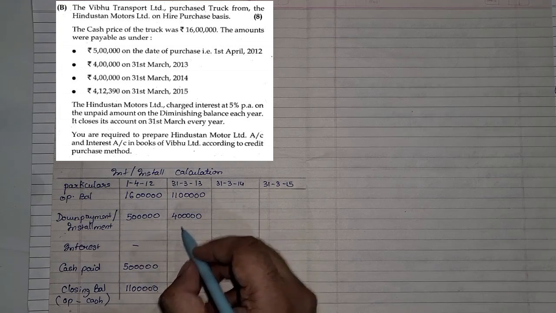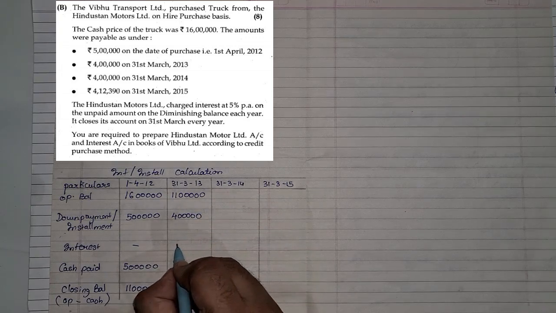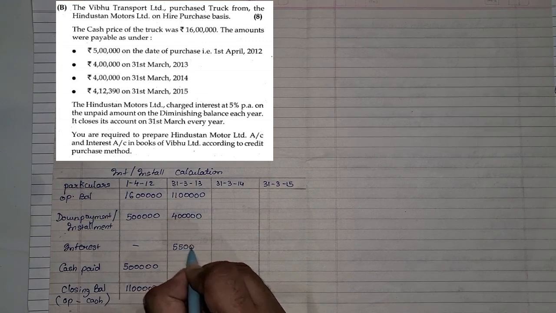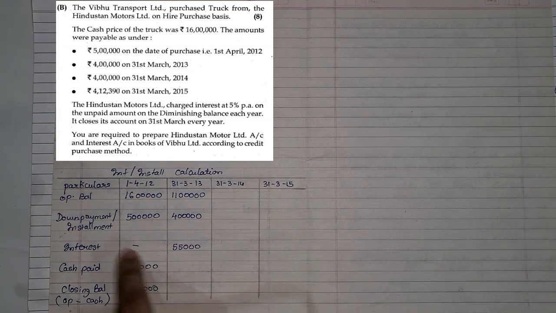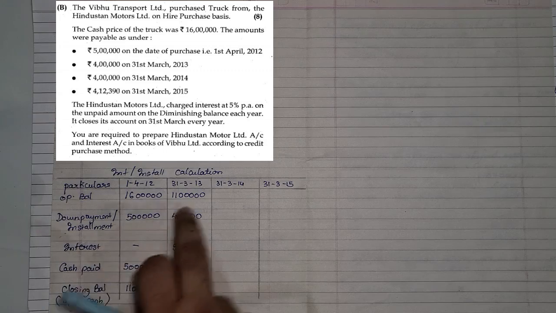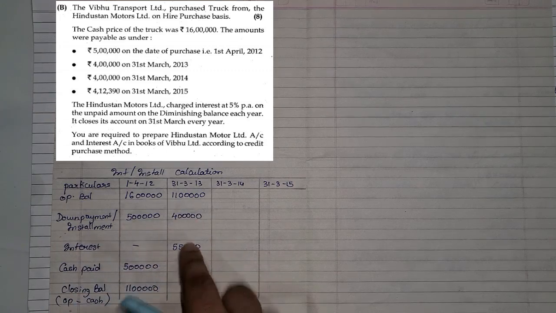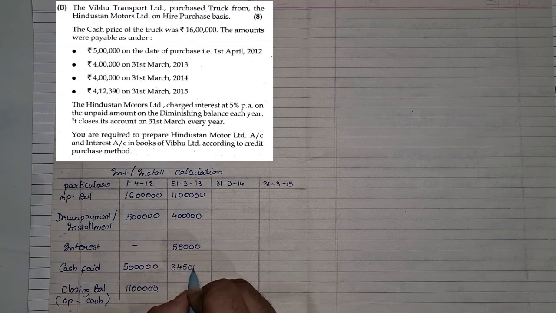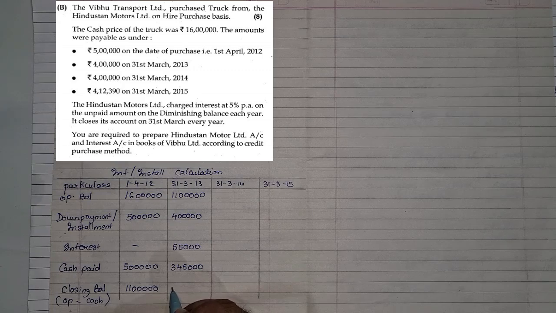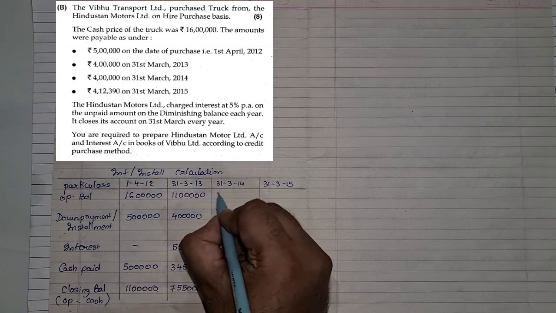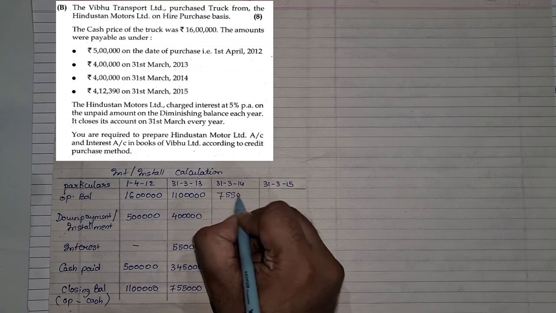Interest they said is going to be 5%. So 11 lakh of 5% is 55,000. So always remember, interest plus cash paid together becomes your installment. Okay, so 4 lakh minus 55,000 will become 3,45,000. 11 lakh minus 3,45,000 will be your closing 7,55,000. Again closing will become opening for the next year, 7,55,000.